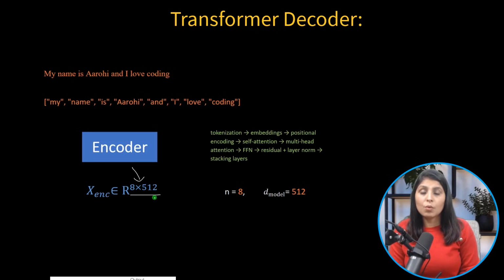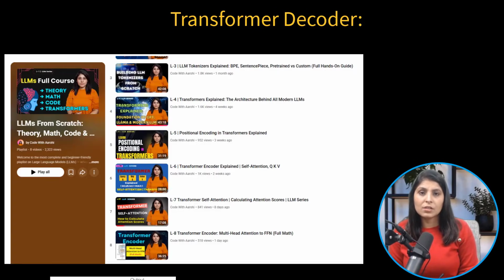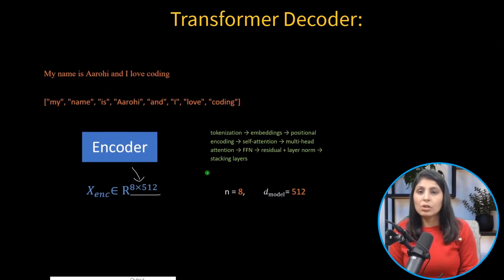So guys, if you don't know what D model is and what these things are, because inside encoder we have performed all these steps. First we performed tokenization, then embedding, then positional encoding, after that self attention, multi-head attention, and feed forward neural network, then residual and layer normalization, and then we stacked all the encoders. So all this part we have already covered, and if you don't know what these things are and how to use them, then please check this playlist. So first 8 lectures are on encoder only, and today we'll start with the decoder.